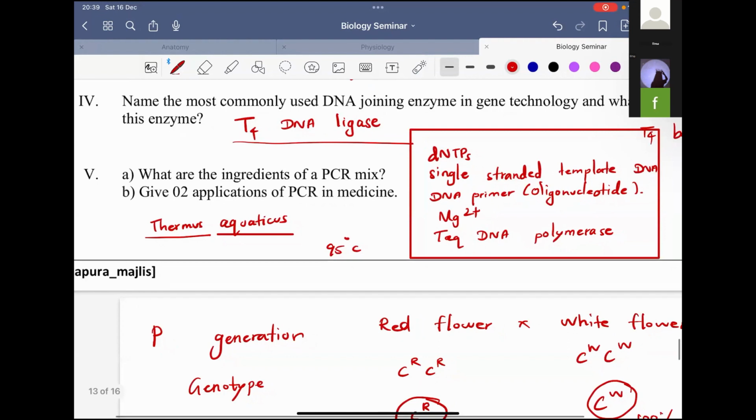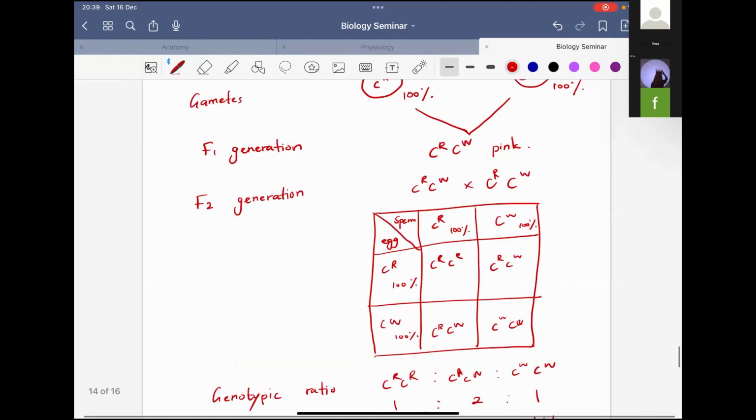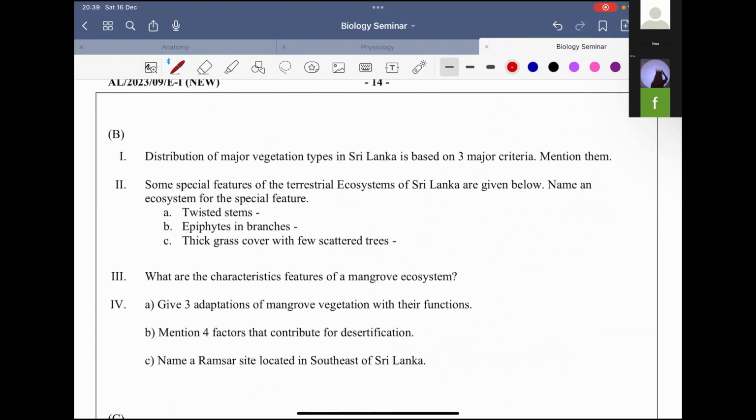Now let's move to the B part. So B part is also quite direct from your resource book, which is from environmental biology. I know environmental biology is a very boring chapter because you have to remember so many things there, but still you will have a structure question, like a part of a structure question, so it is better to know. Let's see.